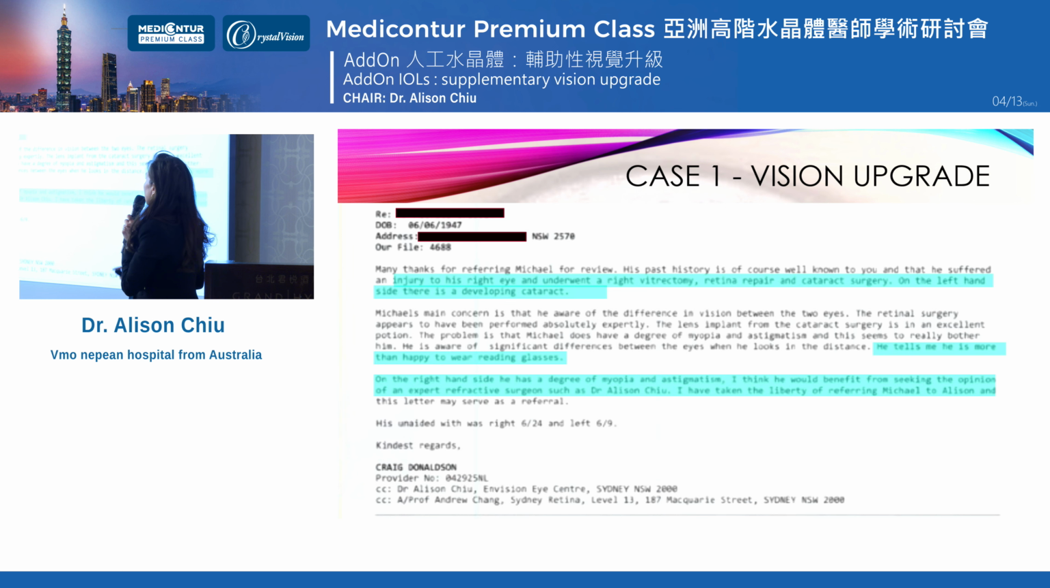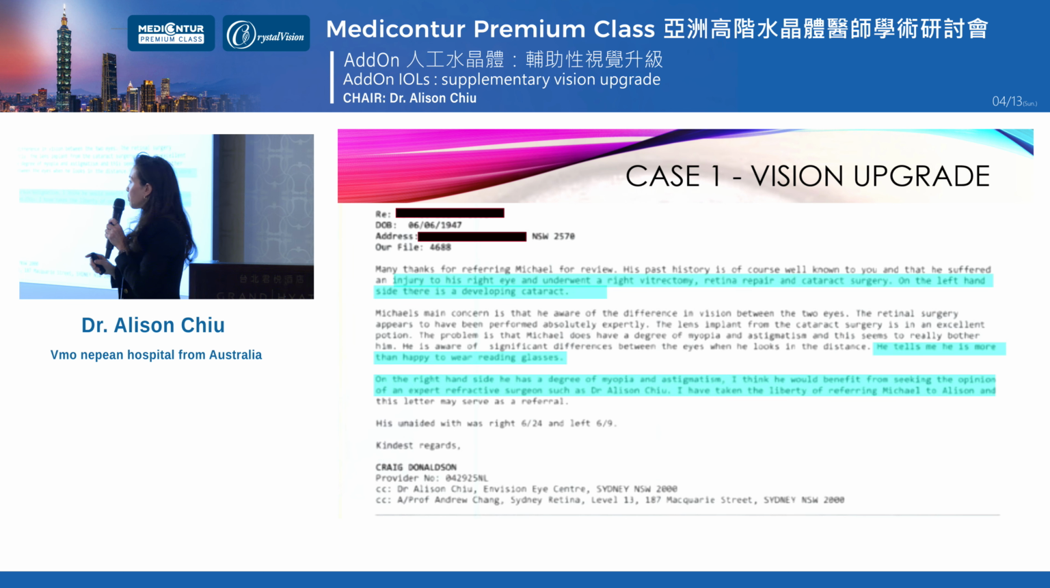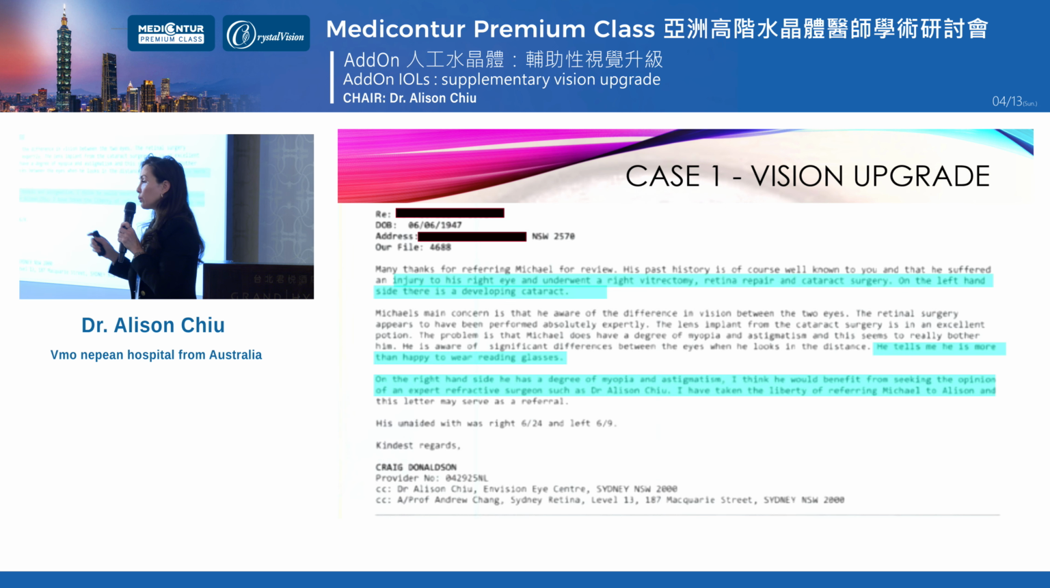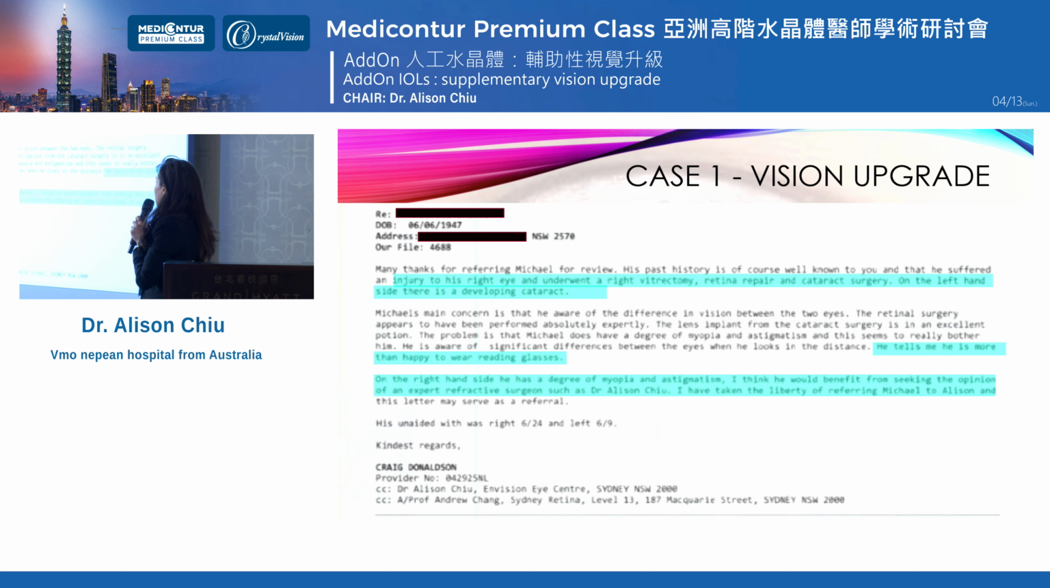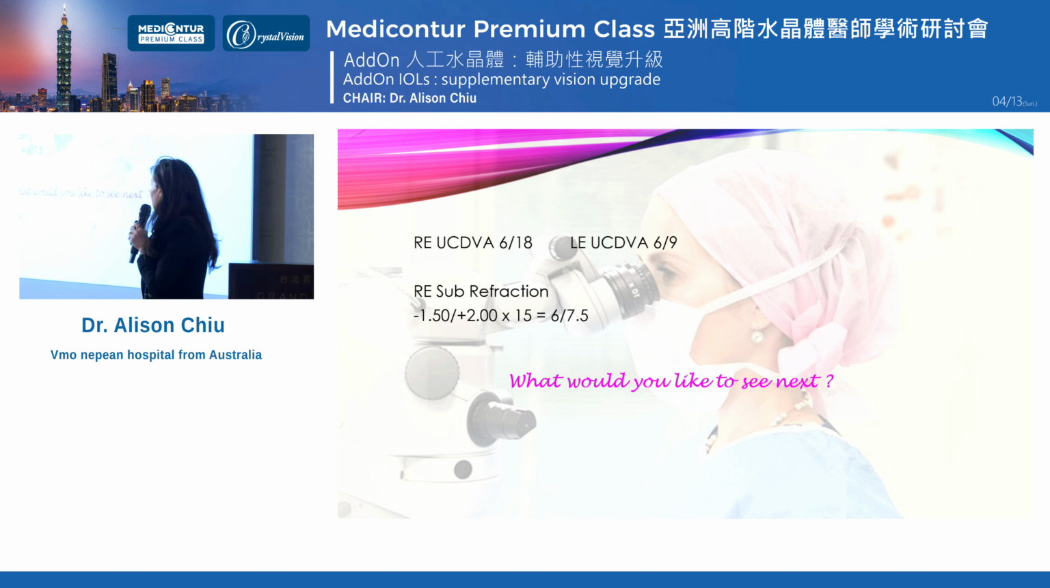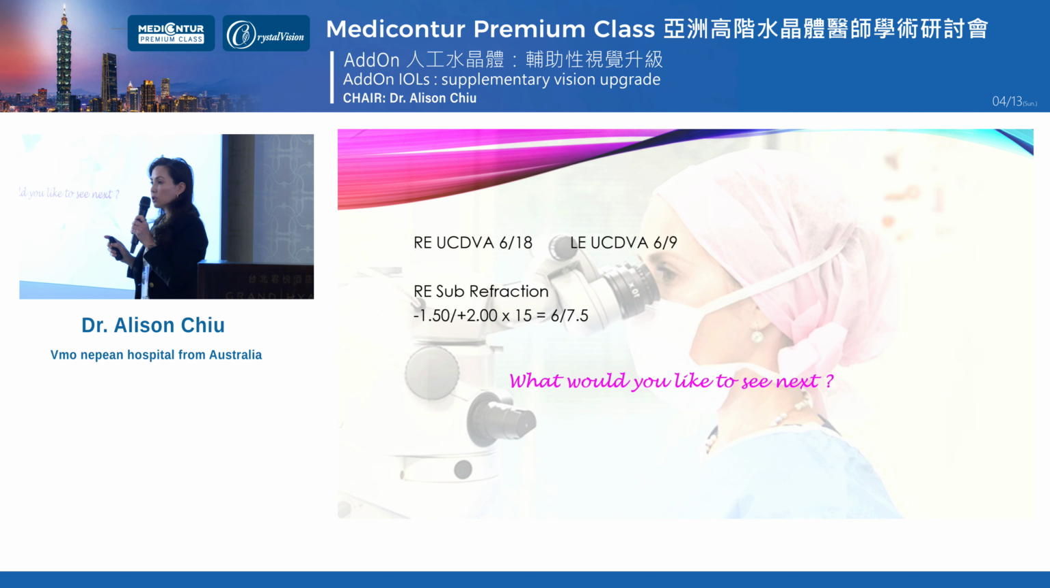This is a patient that had an injury to his right eye. He underwent a right vitrectomy, retinal repair for detachment, and cataract surgery. On the left-hand side, there's a developing cataract. So he had his right cataract surgery, and he was referred to me, more than happy to wear reading glasses. He had a monofocal lens in the bag. But he had a degree of myopia and astigmatism, or mixed astigmatism, and this was his subjective refraction when he came to me. His uncorrected vision in the right eye was 6/18, and his best corrected was 6/7.5.